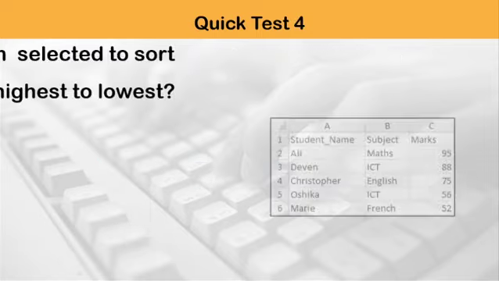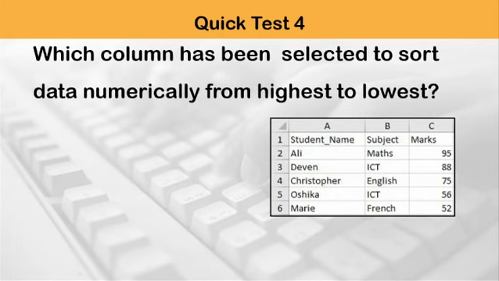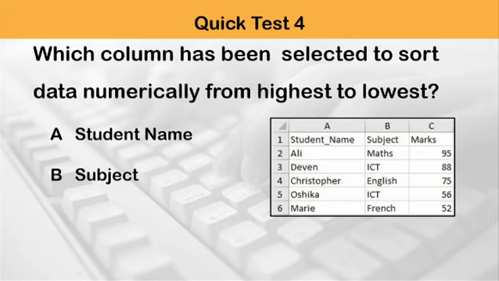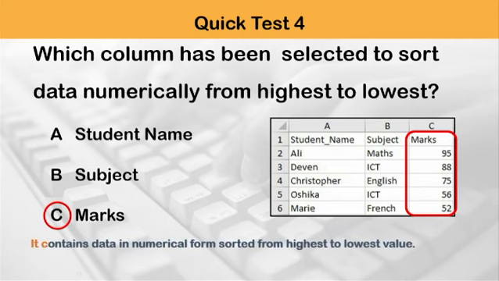Last question. Which column has been selected to sort data numerically from highest to lowest? Is it A, student name, B, subject, or C, marks? The answer is C, because the marks column contains data in numerical form sorted from highest to lowest value.